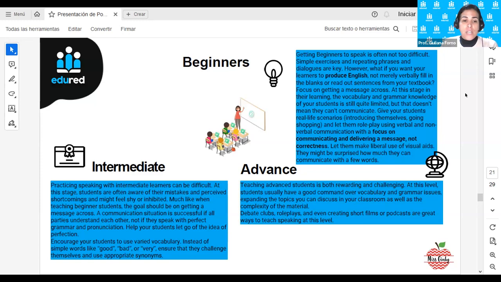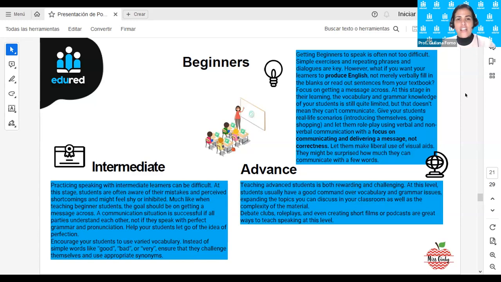Intermediate. Practicing speaking with intermediate learners can be difficult. At this stage, students are often aware of their mistakes and perceived shortcomings and might feel shy or inhibited. Much like when teaching beginner students, the goal should be on getting a message across, not, again, correctness. We need the message to go through. A communication situation is successful if all parties understand each other, no matter if they speak with perfect grammar and pronunciation. Help your students let go of the idea of perfection.